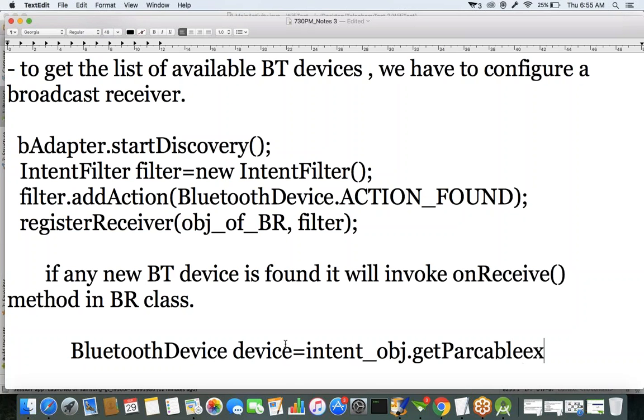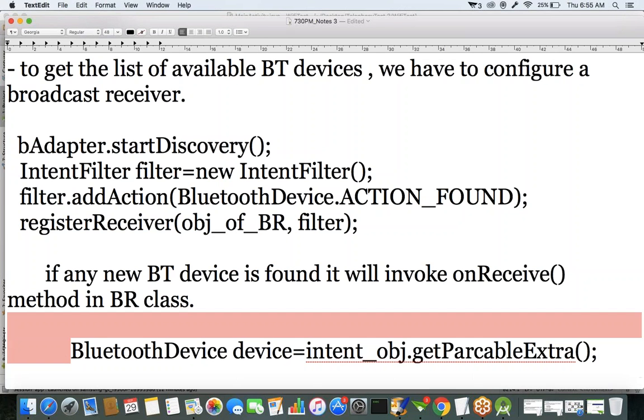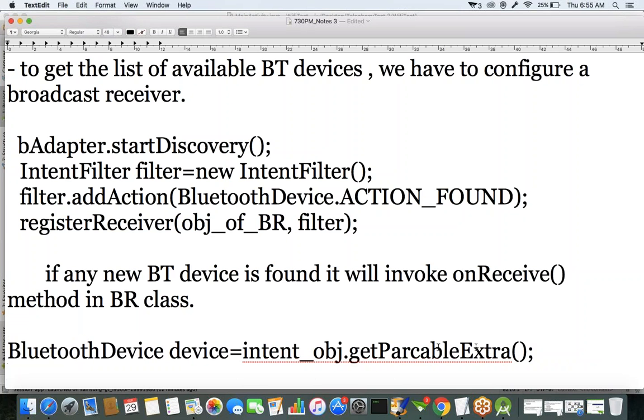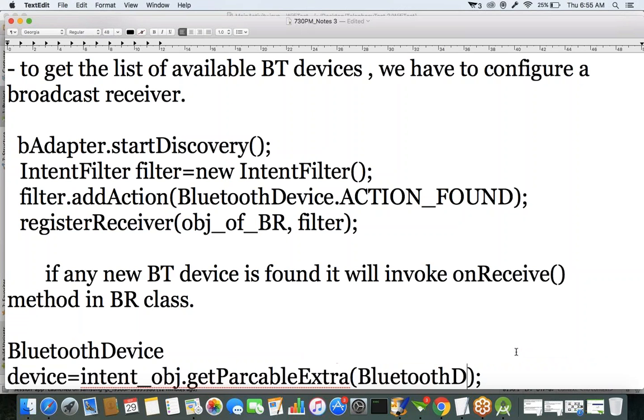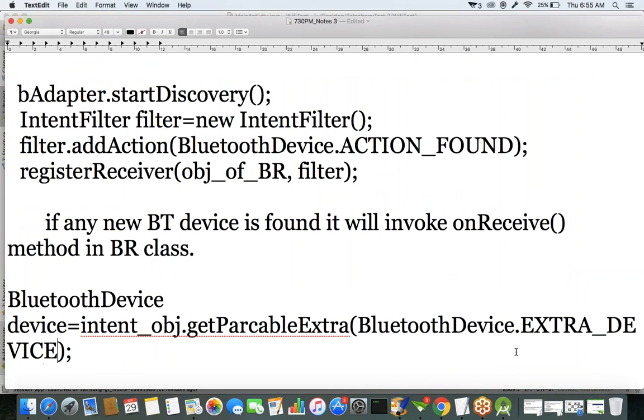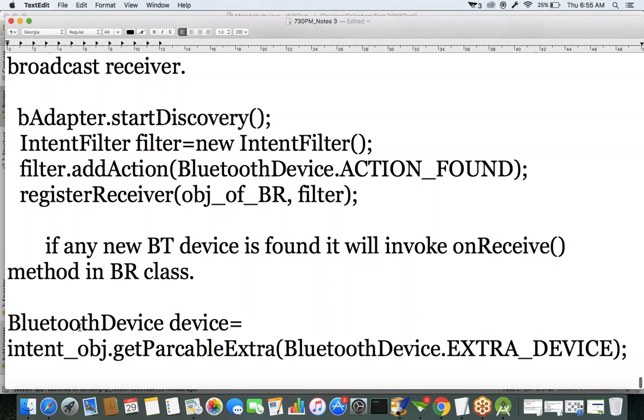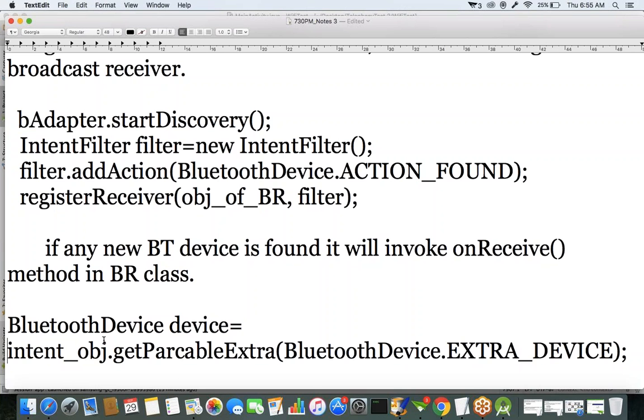So we have to specify the intent object dot getParcelableExtra method, with BluetoothDevice dot EXTRA_DEVICE. If any Bluetooth device is found, it's going to call the broadcast receiver. Inside the broadcast receiver onReceive method, whatever device is found, we are getting that device information. The Bluetooth device is equal to intent object dot getParcelableExtra of BluetoothDevice dot EXTRA_DEVICE.